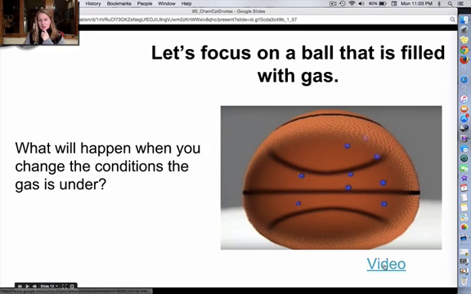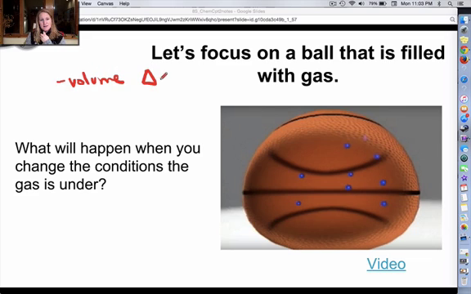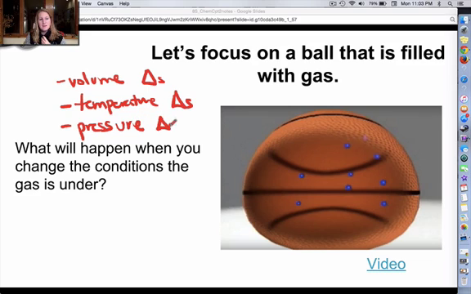So this is a great video to really help us think about how volume and pressure and temperature are all related. So please pay attention to volume changes. Delta means changes. Temperature changes. And pressure changes, because they are all related when it comes to gases. So let's go ahead and look at this video.